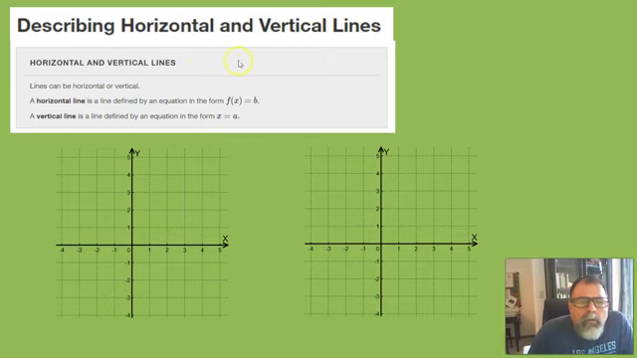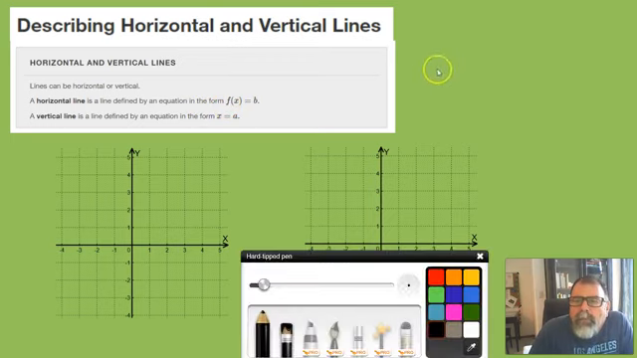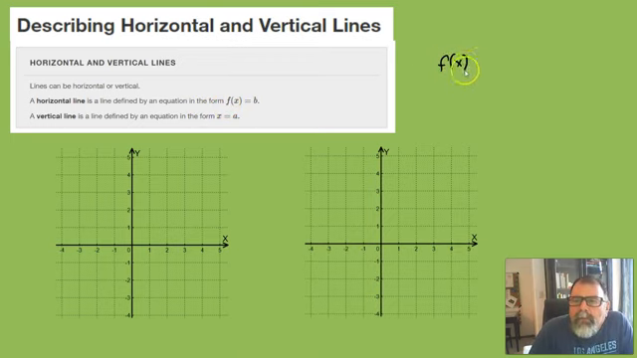Describing horizontal and vertical lines. So horizontal and vertical lines. Lines can be horizontal or vertical. A horizontal line is a line defined by the equation in the form f of x equals b. So if you think about slope-intercept form, f of x or y is mx plus b.